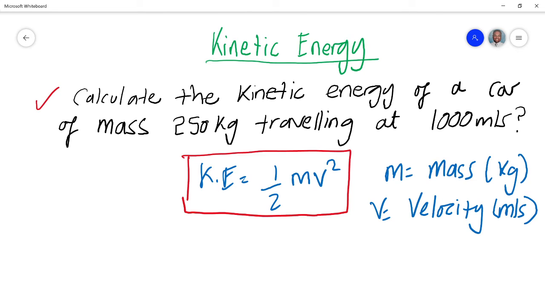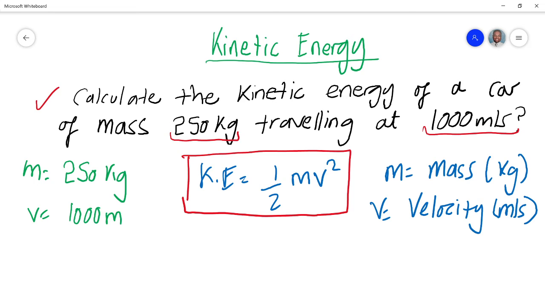All right. So when you look at this question, we need to find out what information we have here. You can see we've got the mass and we've got the velocity. So what I like to do, just like I showed in my previous video, is write down what information has been given to us. So we know m is 250 kilograms. So that's a good thing. We don't need to convert any units, and we've got our v as 1,000 meters per second. So what we now need to do is find the kinetic energy.